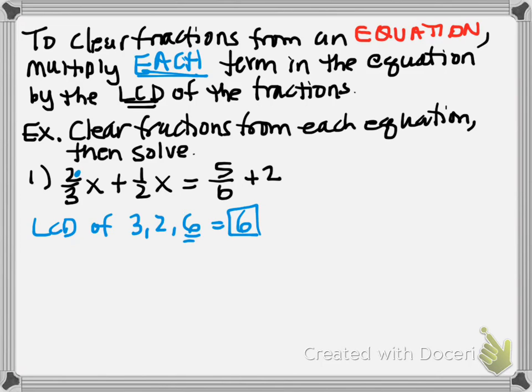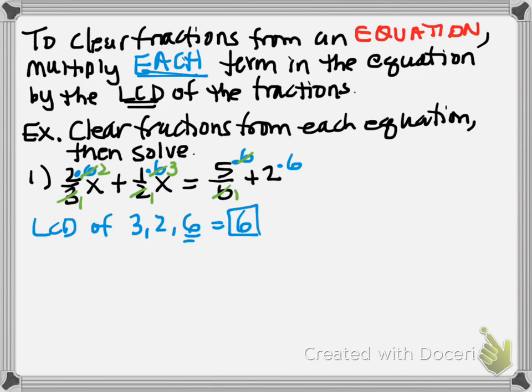So what I'm going to do is multiply everything. And when I say everything, I mean everything. I don't care if it isn't a fraction, you multiply by it. How is this going to help me? Well, 3 goes into itself evenly, into 6 twice. 2 goes into itself evenly and into 6 3 times.